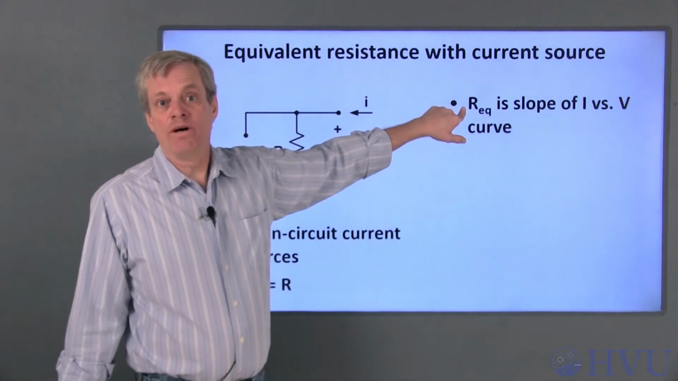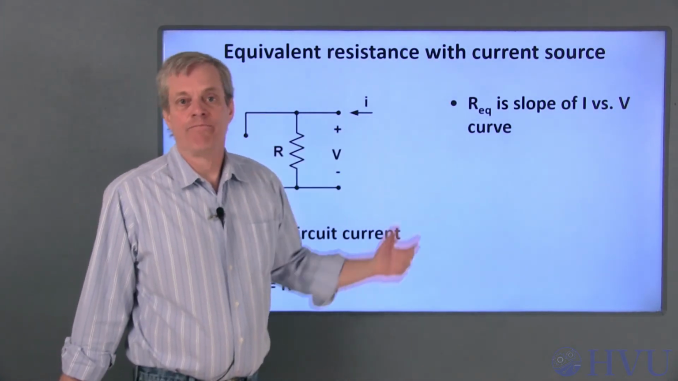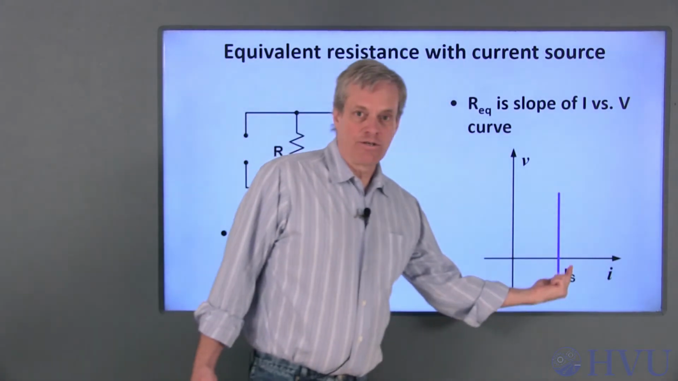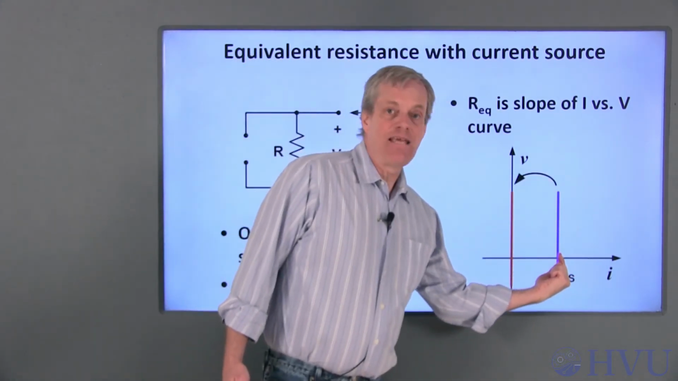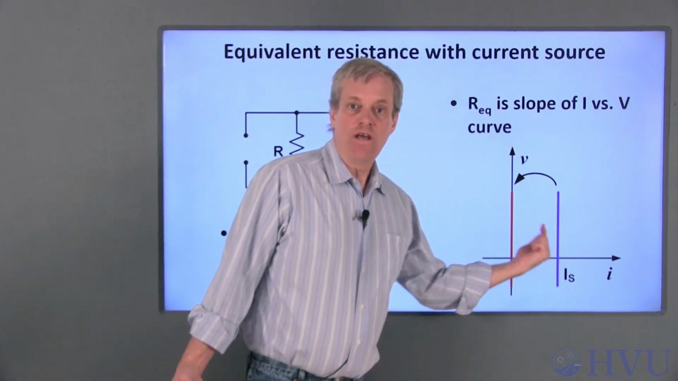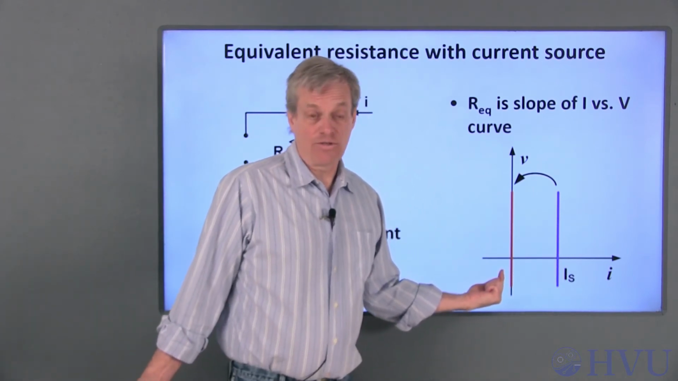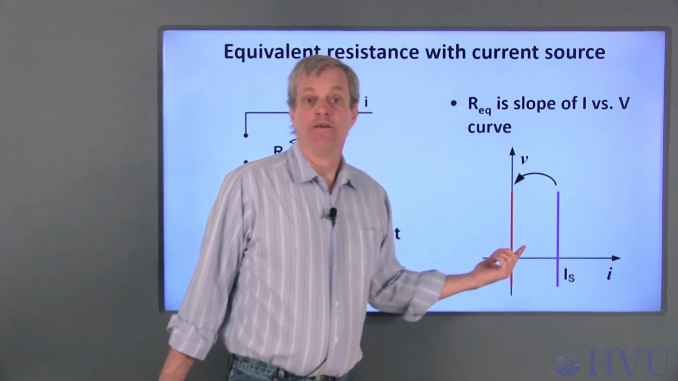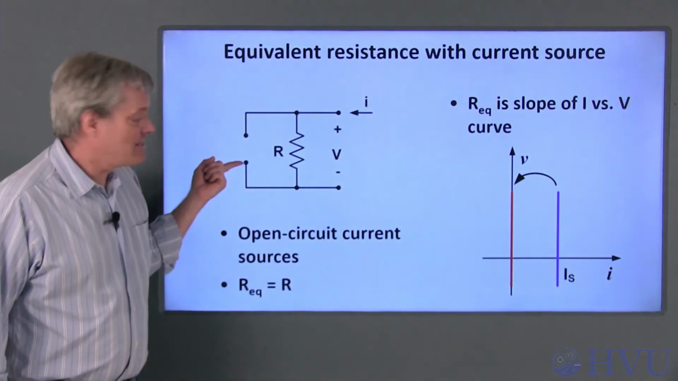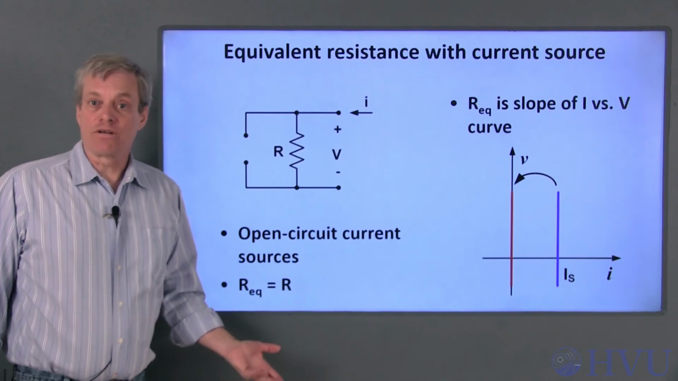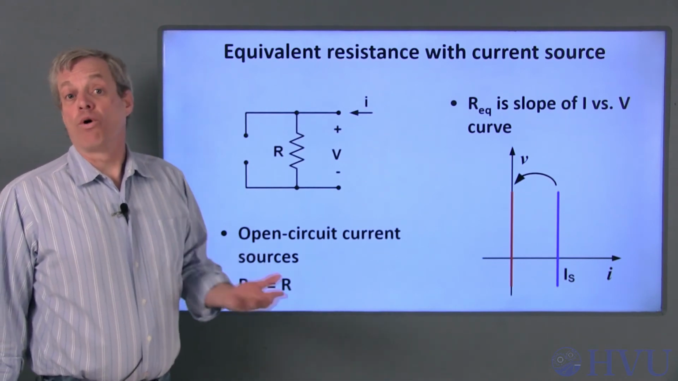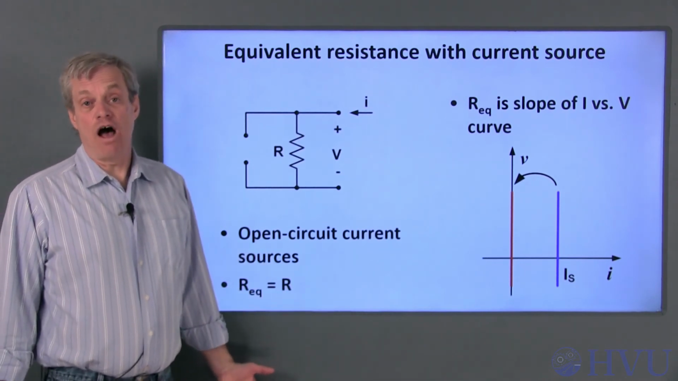Resistance is the slope of the voltage versus current curve. This is the voltage current curve for an ideal current source. If we retain the same slope but remove the offset, the current due to the current source, we get this line. The resulting line is the same as that for an open circuit. So replacing the current source with an open circuit retains the same slope or resistance and just removes the offset.